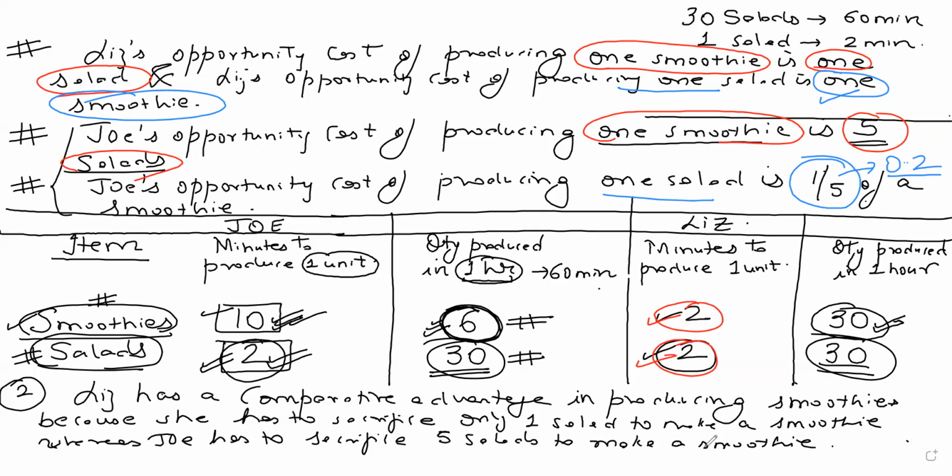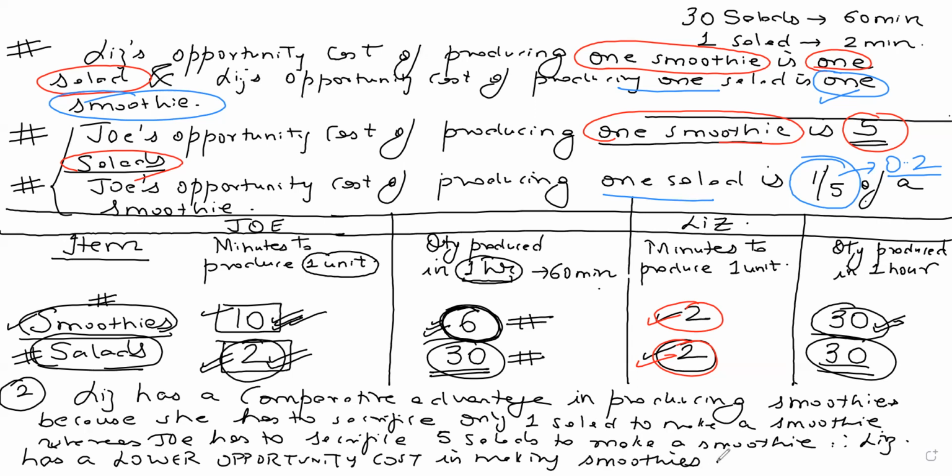So I can say that therefore Liz has a lower opportunity cost in making smoothies. Liz has a lower opportunity cost in making smoothies.